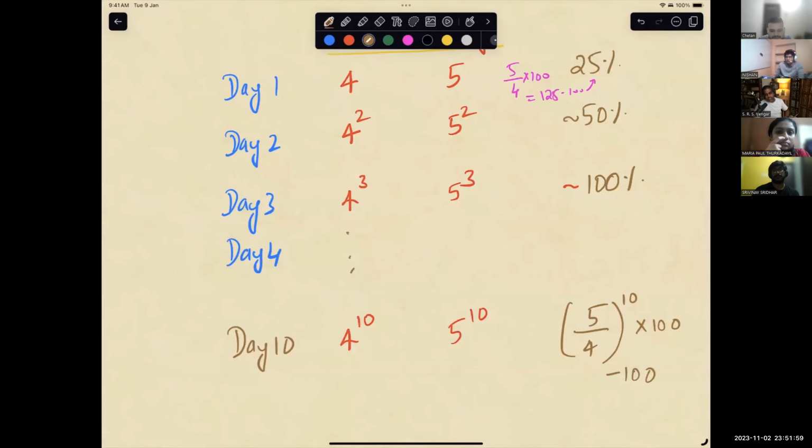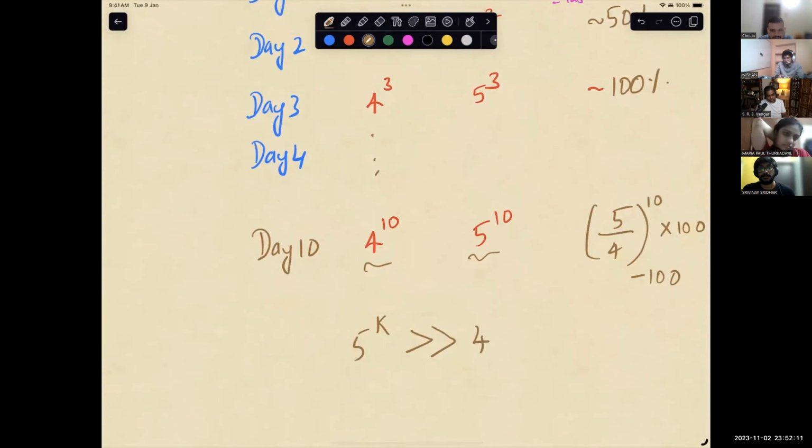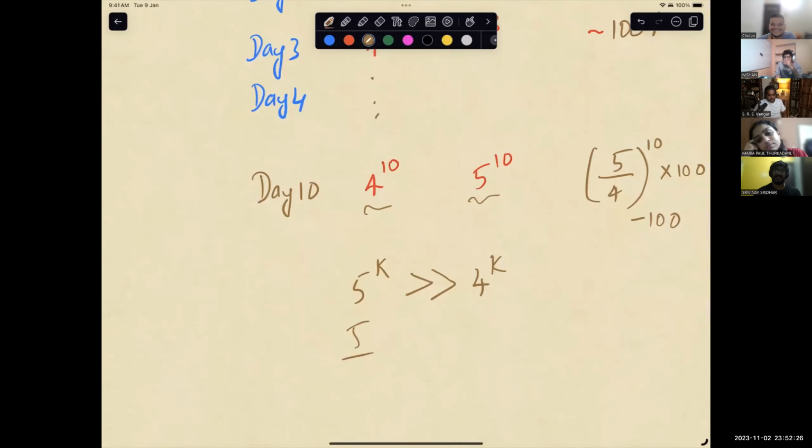So the idea is you become insanely rich. 5 to the 10 is many folds. What is 5 to the k? Many times greater than 4 to the k, if k is big is all I'm saying. Correct? 5 to the k is obscenely richer than 4 to the k. You know why this is true? This is because 5 by 4 to the power of k is much, much, much bigger than 1.